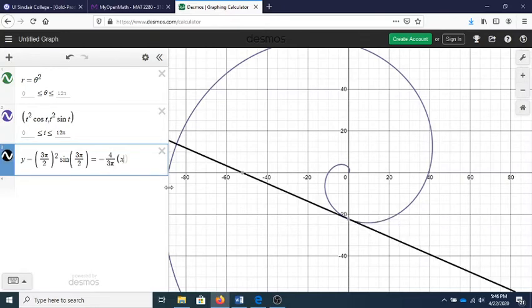times x minus the x value of the point. How do I get the x value of the point? Well, that would be r cosine theta. So it's going to be just like this, only with a cosine.